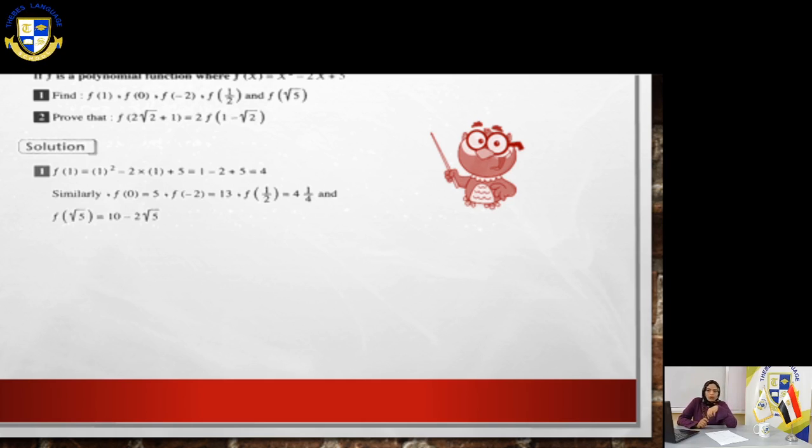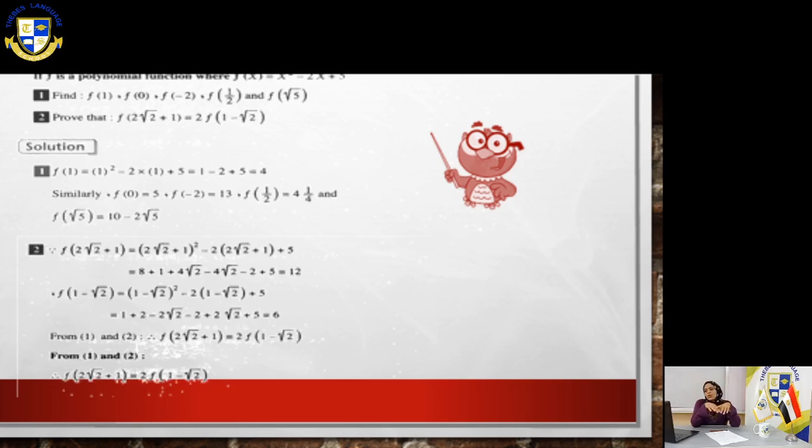The solution. Number 1. If I asked you to find f of 1, that means you will replace every x with 1, or substitute every x by 1, to have 1 to the power 2 minus 2 times 1 plus 5. As we see, we cancelled every x and put 1 to get 4. And by the same way, we will get f of 0, f of negative 2, f of half, and f of root 5. Number 2, I want to prove that f of something equals f of something.